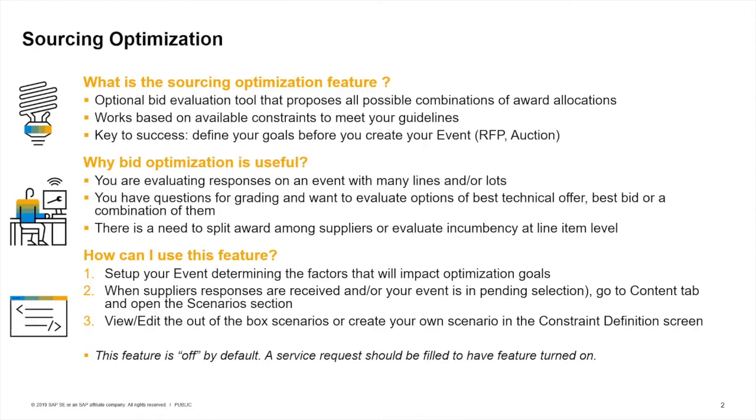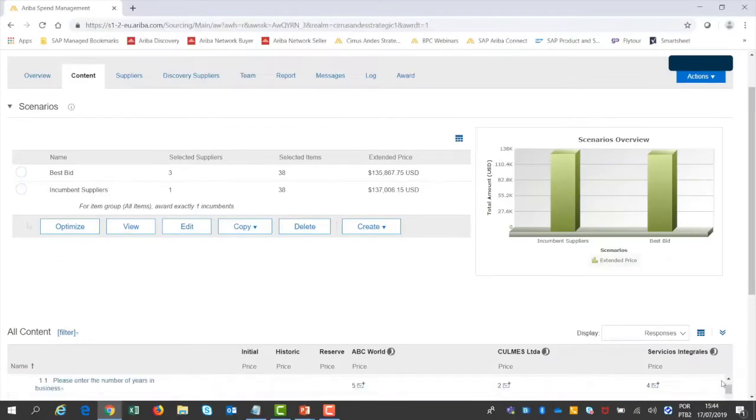Actually, this feature is off by default. Several requests should be filled to have the feature turned on for your environment. Let's log into SAP Ariba and look at an example of optimization.